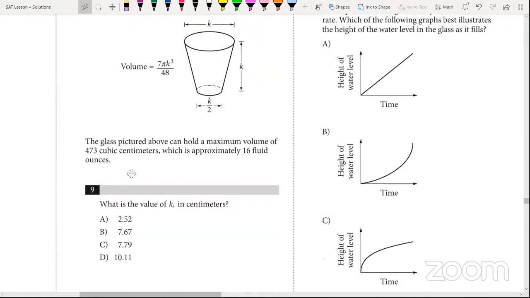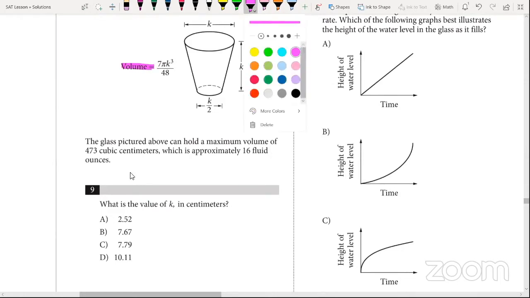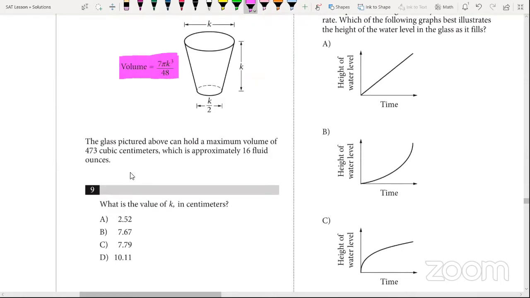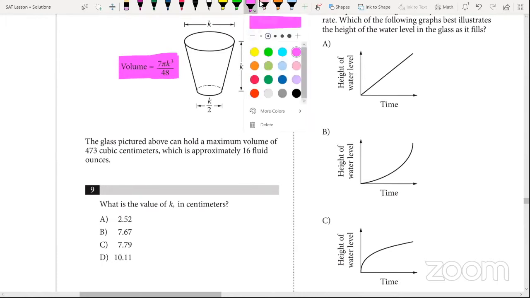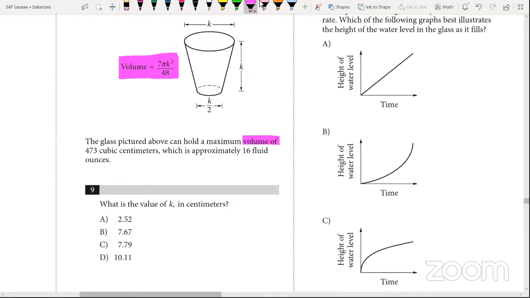What is the value of k in number 9? So what are they telling us here? They're telling us that the volume of the cup is 7 pi k cubed over 48. But then right here, they're telling us that the volume is 473 cubic centimeters. So they're both equal to the volume, so they're equal to each other. So let's go ahead and say 7 pi k cubed over 48 equals 473. And now we're just solving for k step by step.